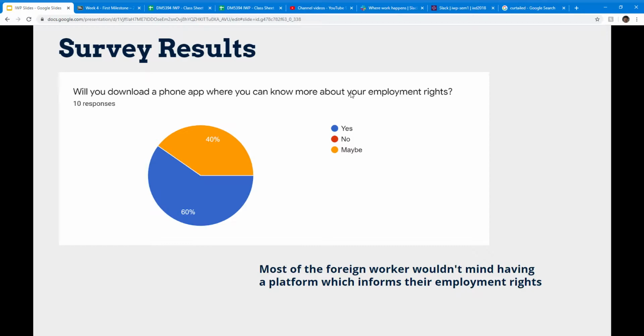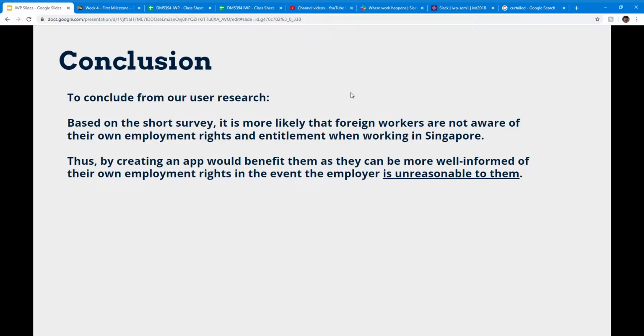Then the third question will be, will you download a phone app where you can know more about your employment rights? Most of them wouldn't mind having a platform which informs or educates them about their employment rights. So in conclusion, creating an app will benefit them as they can be better informed of their own employment rights in the event the employer is unreasonable to them.